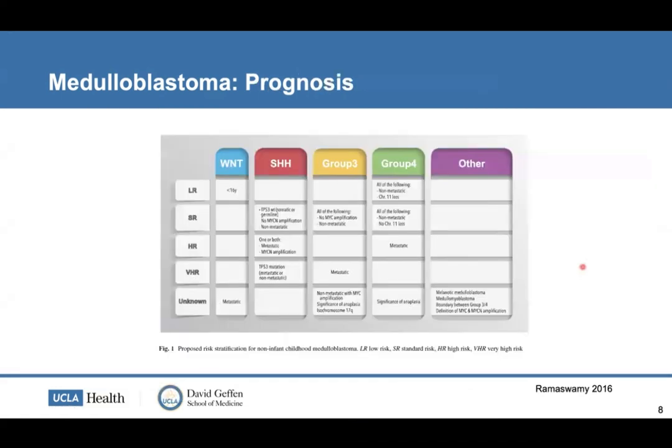This table by Ramaswamy et al. in 2016 really helps break down the major features that make certain subtypes of medulloblastoma higher risk or lower risk. If you have a Wnt tumor in a patient that is younger than 16 years of age, they have a favorable prognosis. The group 3s and 4s, as noted before, the presence of metastatic disease makes it a high risk or very high risk tumor. In addition to those factors, TP53 mutations as well as MYC and MYCN amplifications play a significant role in making these tumors higher risk.